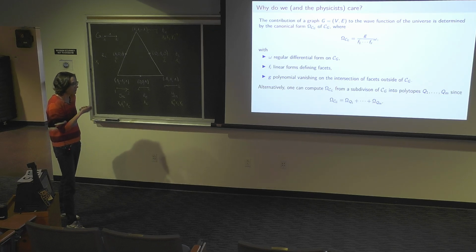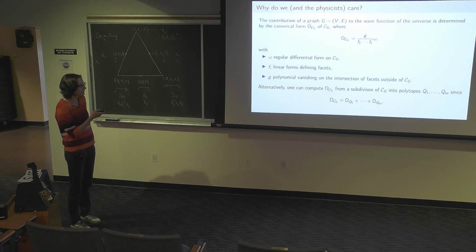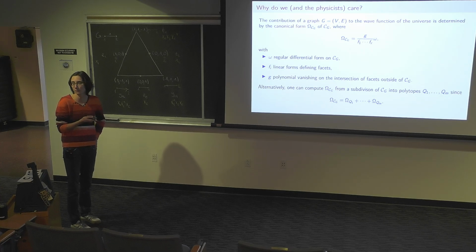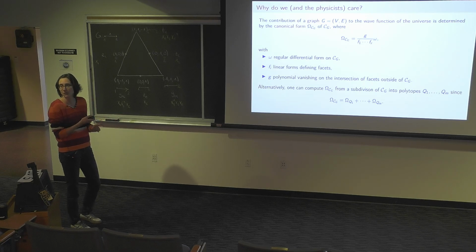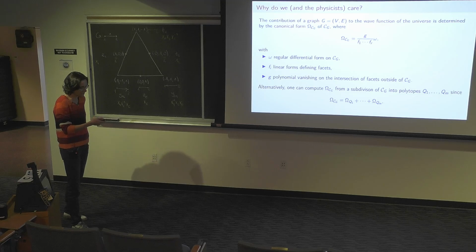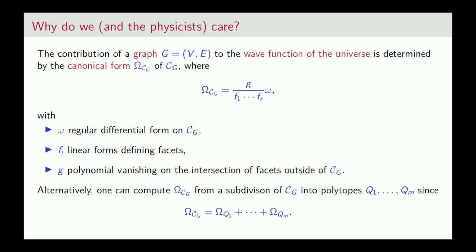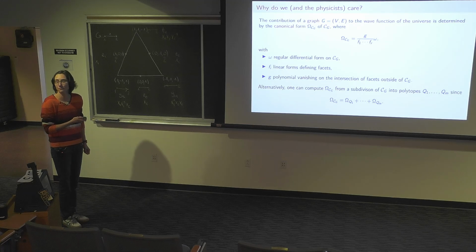So one way to compute these canonical forms is to take a subdivision of the polytope into smaller polytopes, and then this canonical form is additive. So instead of computing the canonical form of the cosmological polytope, you can just sum up the canonical forms of these smaller things. In particular, if you have a triangulation, then as I just said, you have a 1 in the numerator. So you only have simplices, so this is kind of an easy case. Okay, so questions so far?